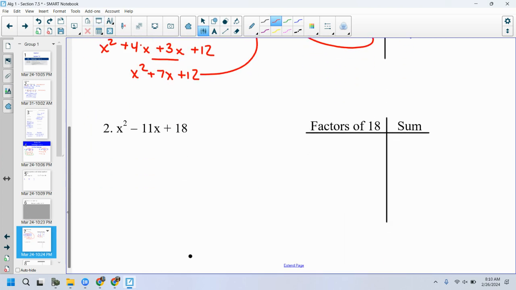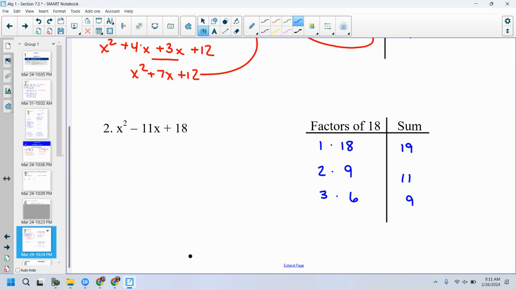Okay. Take a look at number 2 here. Let's list out the factors of 18. Okay, factors of 18. 1 times 18. 2 times 9. 3 times 6. Those are all the factors of 18, correct? Let's figure out their sums. 1 plus 18 is 19. 2 plus 9 is 11. 3 plus 6 is 9.